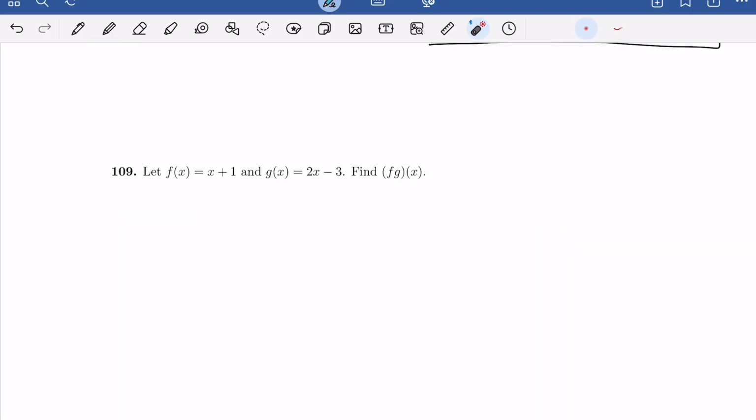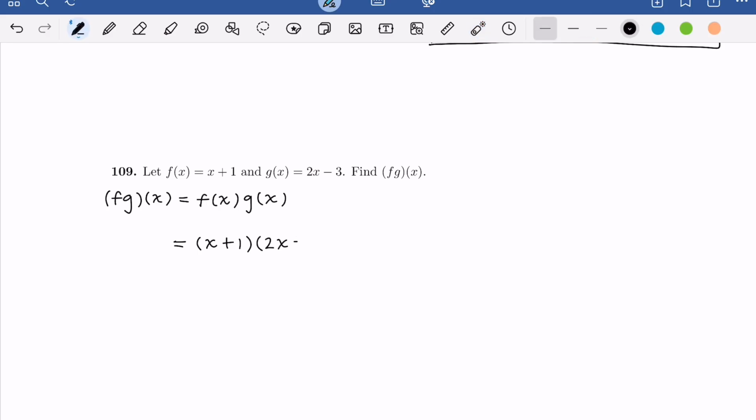Now, in this next example, we're again taking the product of two polynomials, but in this case, we're using function notation. So we have two polynomial functions, f of x and g of x, and we want to find their product. This fg of x here is the same thing as taking the product of f of x times g of x. So this is what we want to find. So let's plug in our known values. F of x is x plus 1. So we're multiplying x plus 1 times g of x, which is 2x minus 3.